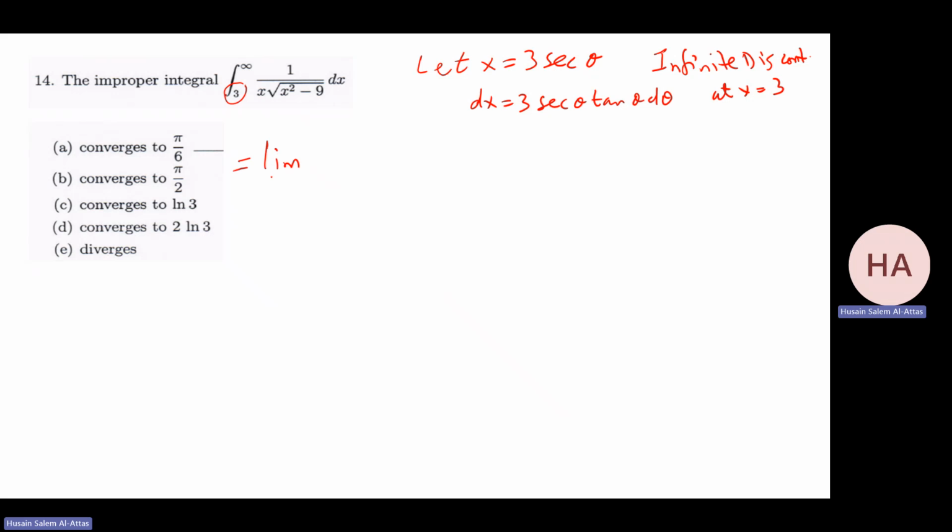First, I need to do the limit. Limit t goes to 3 from the right. I have 2 problems, I have this and this. So first, I need to be careful here. I need to split it into 2 parts.